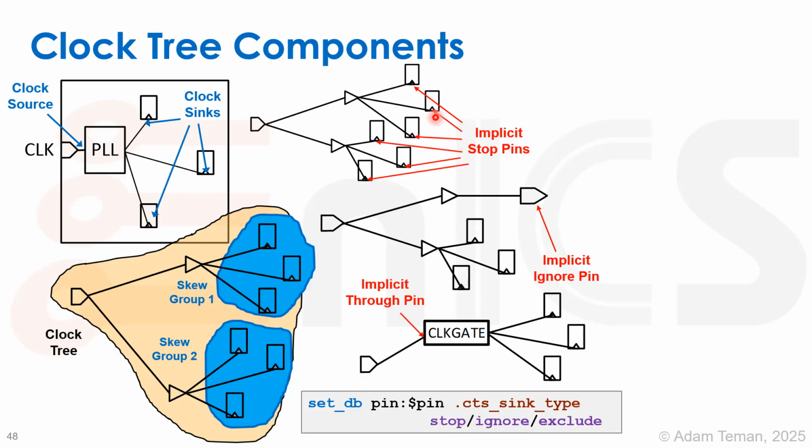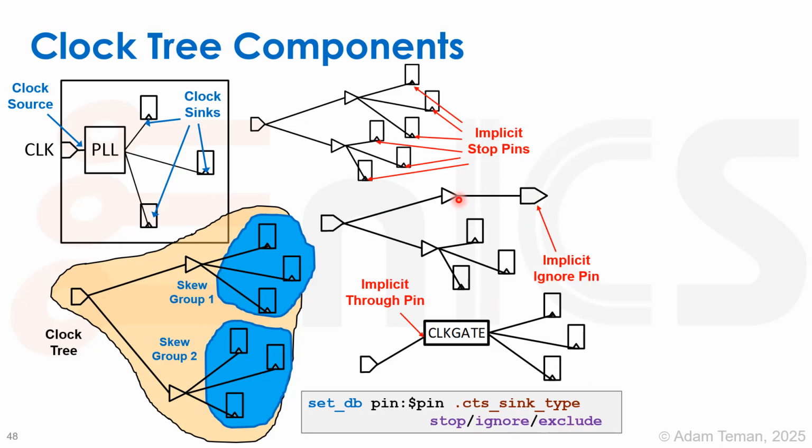types. Stop, so those are these guys that we can manually define additional places. We can decide that this is a stop pin, and then we'll skew balance this with all of these guys, right? So stop, ignore pin, where we can go and say, listen, I don't want to balance this flip-flop, so I'll consider this an ignore pin. Or exclude, an exclude pin is like an ignore pin.